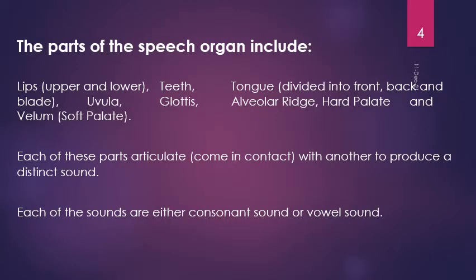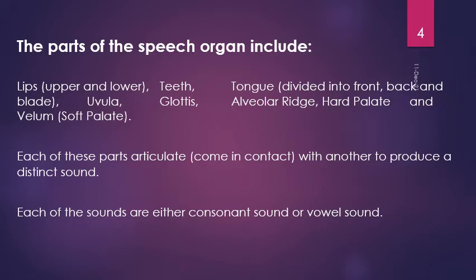The parts of the speech organ include the lips, the upper and the lower lips, the upper and the lower teeth, the tongue, which is divided into the front part of the tongue, the back, and the blade. We have the uvula, the glottis, the alveolar ridge, the hard palate, and the soft palate, which is also known as the velum.